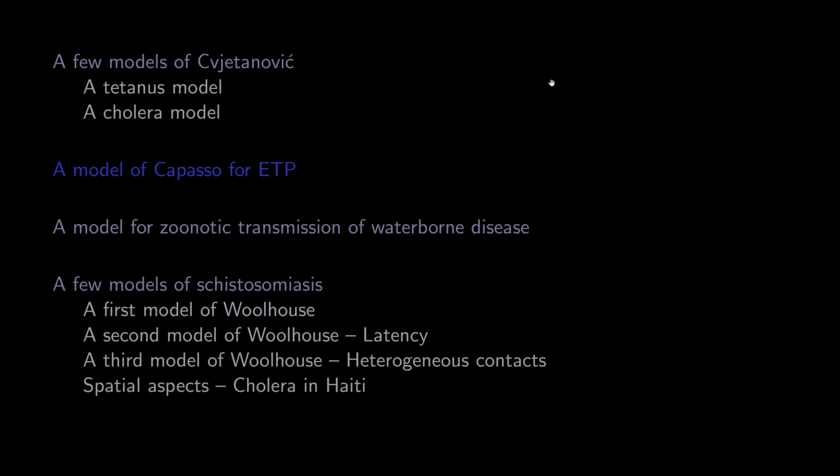Now, what we're going to look at is a model by Vincenzo Capasso, who's in Italy, and who is still doing some very interesting work in epidemiology. I believe that in my intro lecture, way back at the beginning of this course, I mentioned a book by Capasso that I really liked. It's from the 80s, so he's been around for quite some time and has a very interesting look at models.